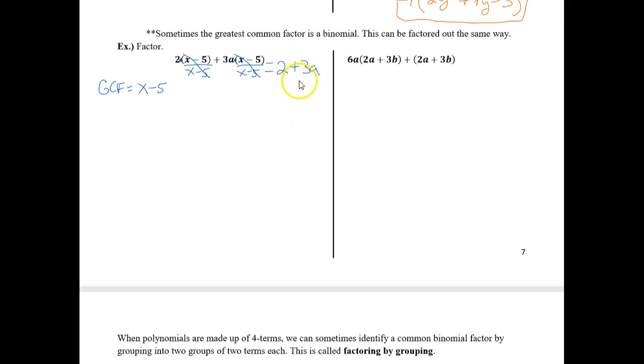Now that's not the answer. Remember, to factor out the GCF, we have to write the GCF, which was this whole expression here, or binomial since it's 2 terms. And we're going to multiply it by what was left when we divided it out. And we end up here. Go ahead and try the example on the right.